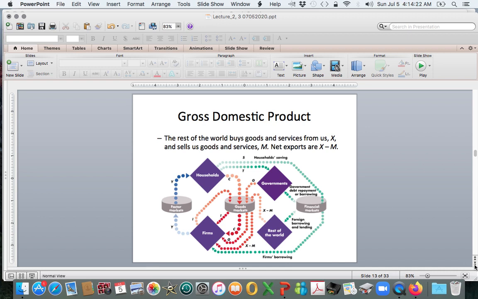We represent the rest of the world as a source of both export and import. As a result, you'll see the red arrow going from rest of the world through the goods market and firms as well. And the rest of the world borrows from us, any nation that you choose to be from, or lends back, depending on whether the net exports are positive or negative.